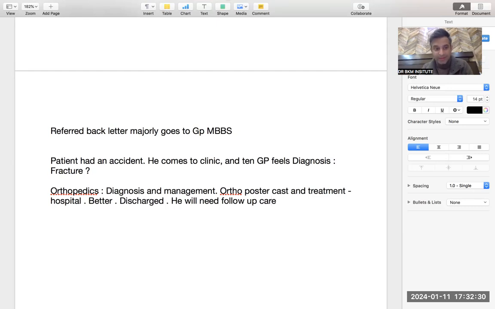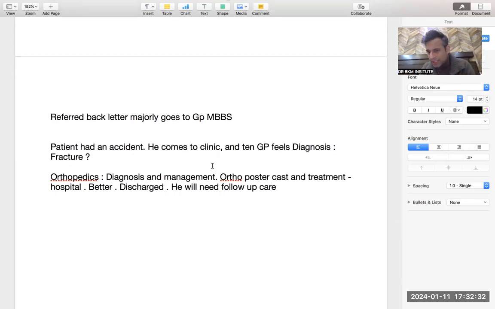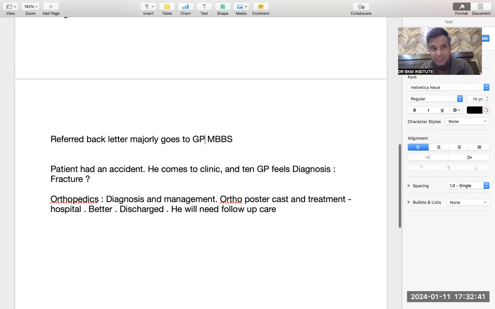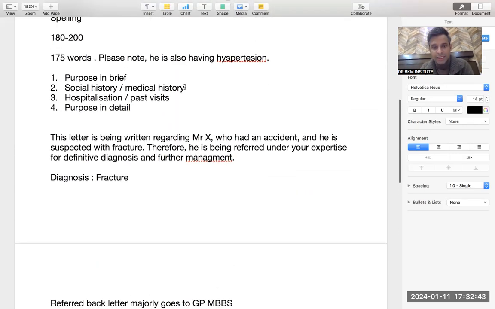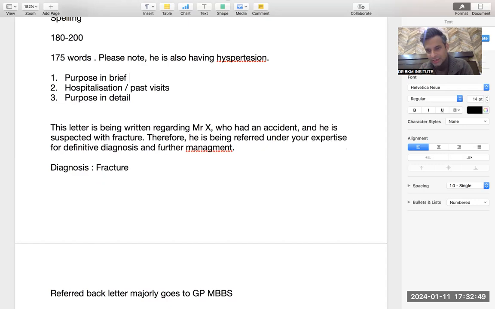That is a referral-back letter. This is the most common letter that is repeated. Now you can well understand, when the patient goes to the GP first, the GP already knows about the social history and medical history. In this kind of letter, the second paragraph, social history and medical history, is not required. That is what is different about these letters.